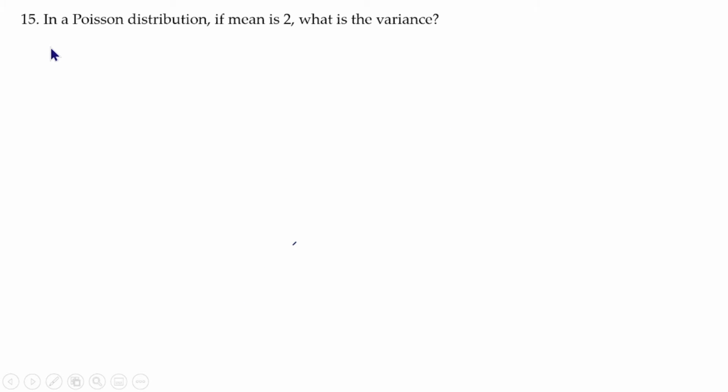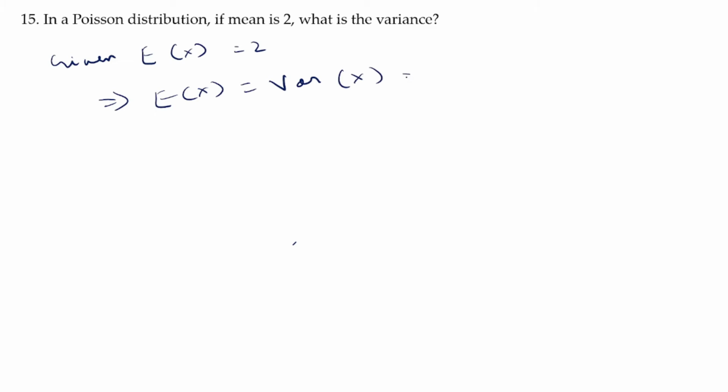Next question, very easy question. In a Poisson distribution, if mean is 2, what is the variance? We know that in a Poisson distribution the mean and variance are equal. So given expectation of x is equal to 2, in Poisson distribution expectation of x equals variance of x equals 2. Since x follows Poisson distribution with lambda as the parameter, here lambda is equal to mu. Here lambda is equal to 2.